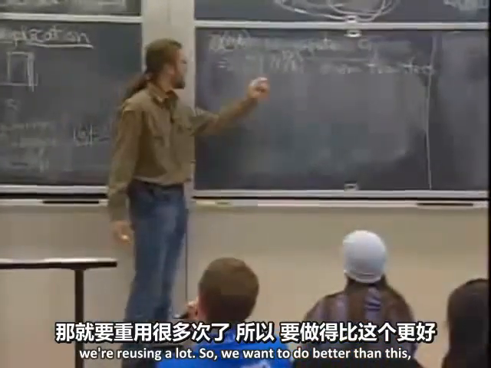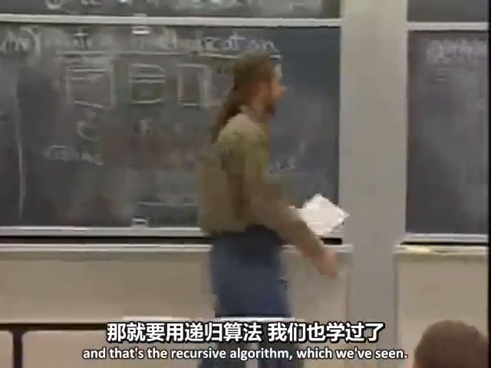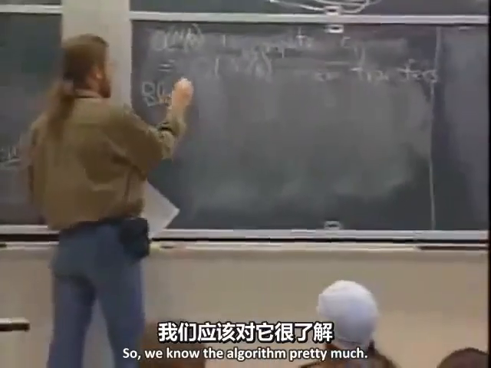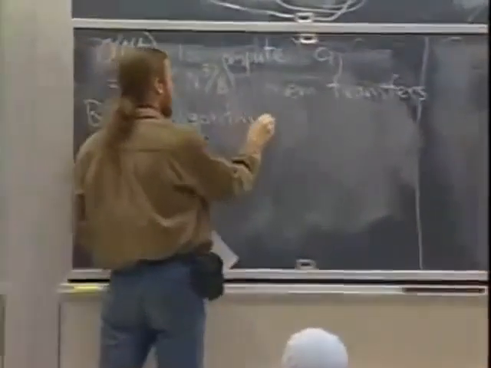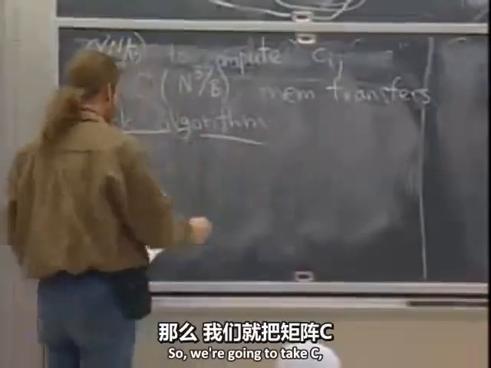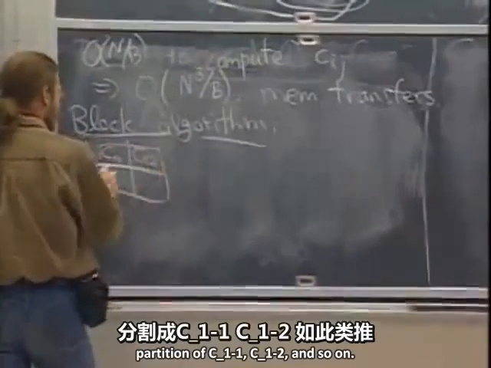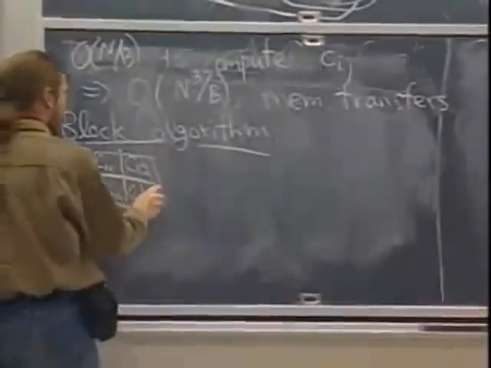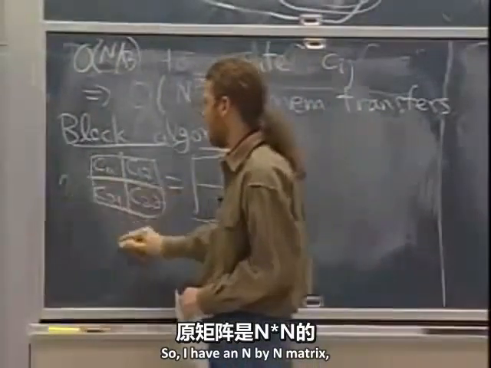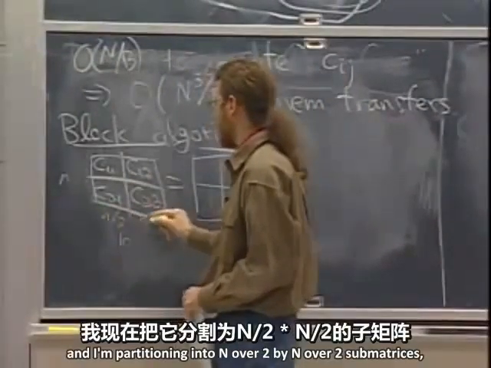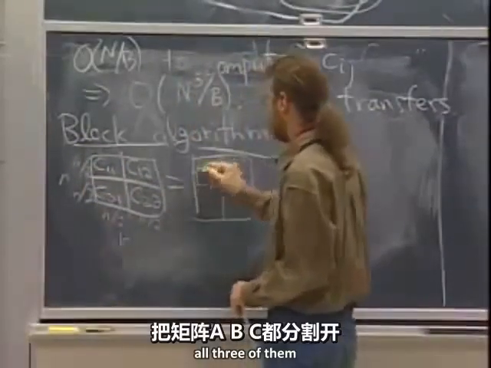So we want to do better than this. And that's the recursive algorithm, which we've seen. So we know the algorithm pretty much. I just have to tell you what the layout is. So we're going to take C and partition it into C11, C12, and so on. I have an n by n matrix, and I'm partitioning it into n over 2 by n over 2 submatrices, all three of them.